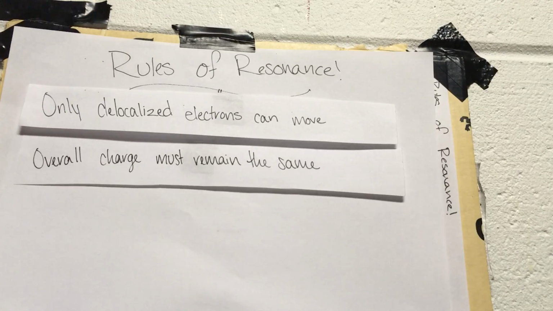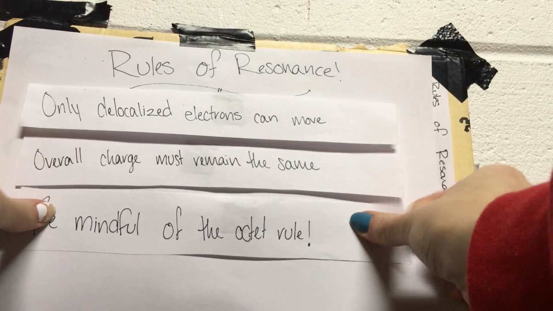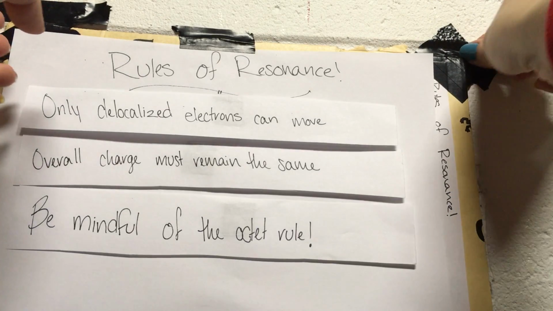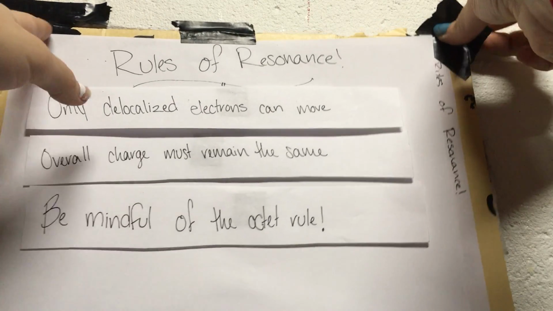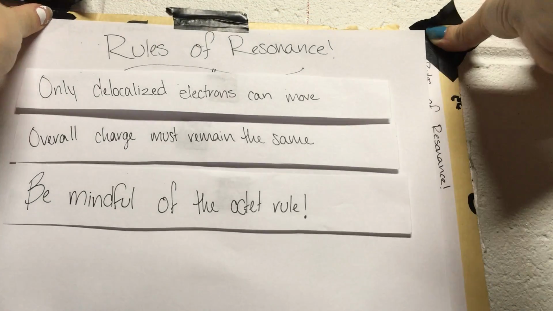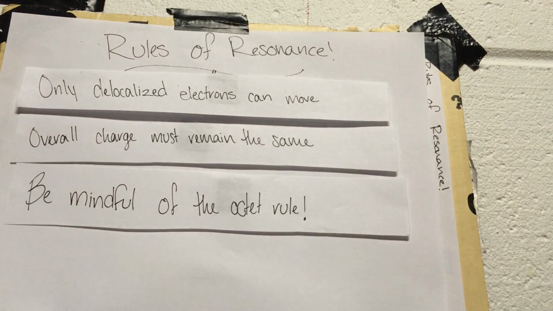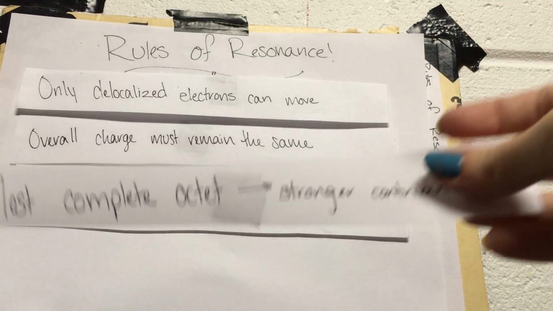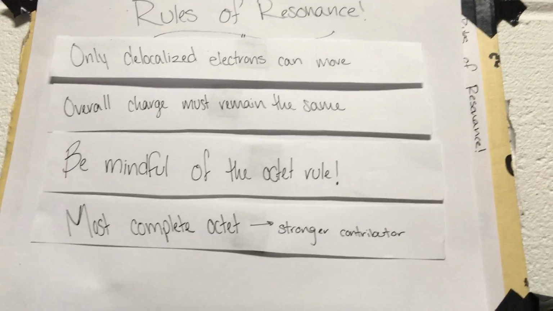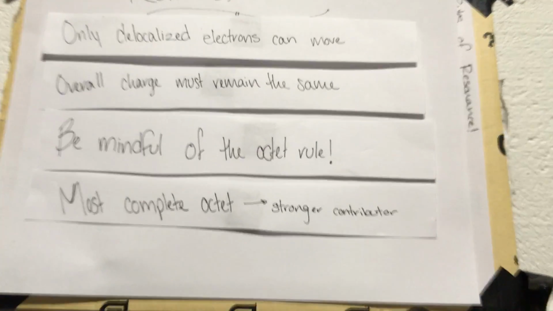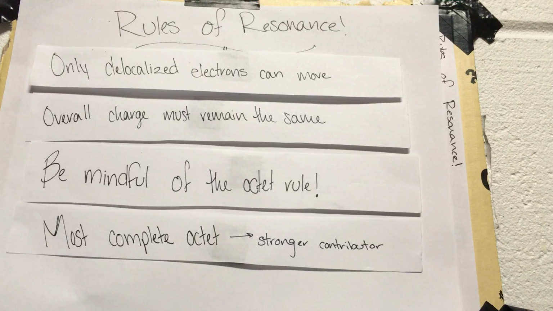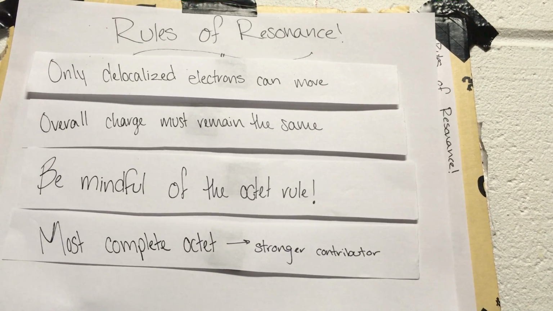And then some tips to keep in mind is to be mindful of the octet rule, so we're not making 5 bonds on carbons and violating that. And then last one would be in relation to the major and minor contributors. So the most complete octet is the stronger contributor. So the one with the least amount of charges, we have most of our shells filled up. That's going to be our major, the most stable. And I have a couple examples.